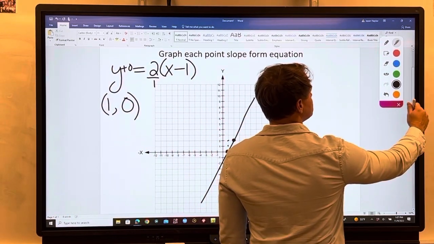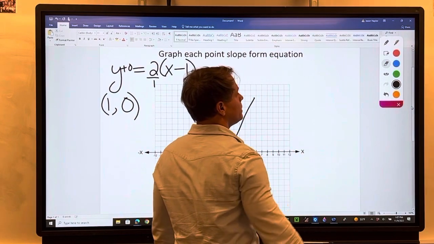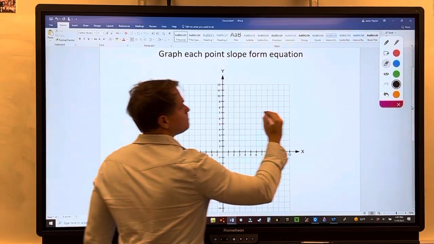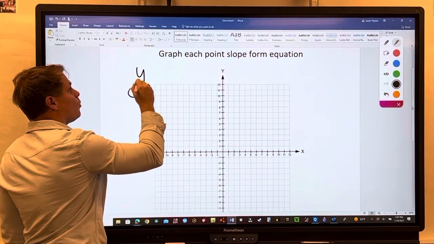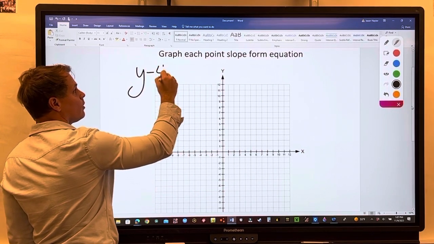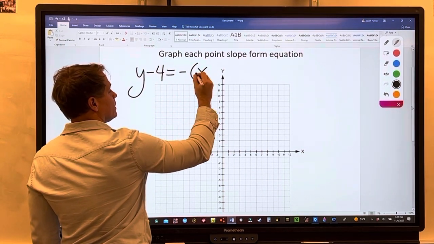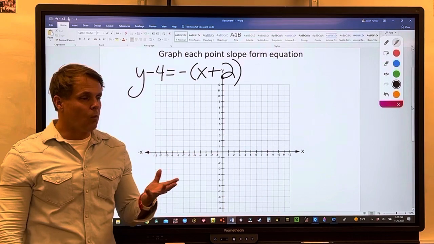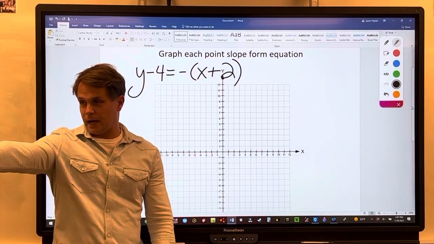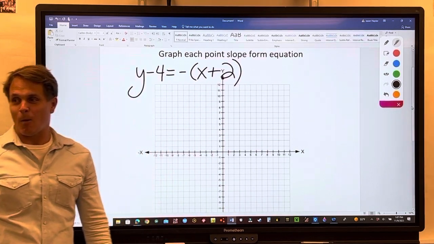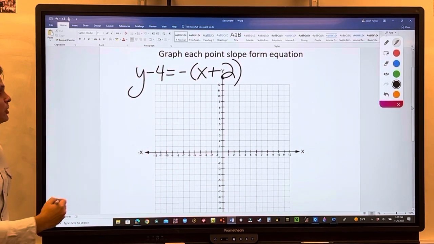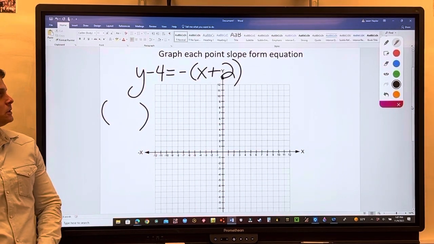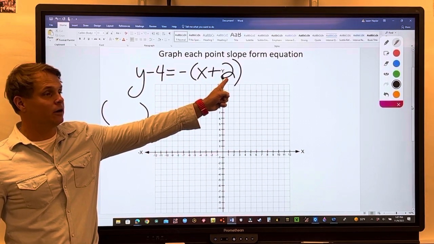Let's do one more, something even a little more challenging than that. How about we try y minus 4 equals negative (x plus 2). What are the points that I'm going to start with? What's my x value and my y value? Close. It's plus 2 and plus 4. This is the x value right here, and this is the y value.